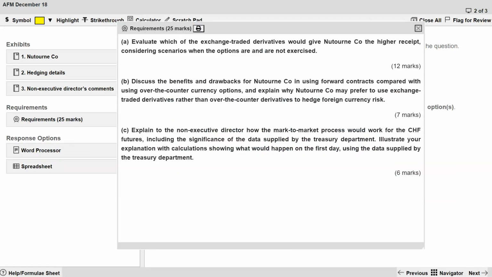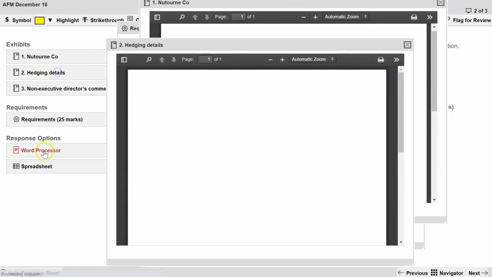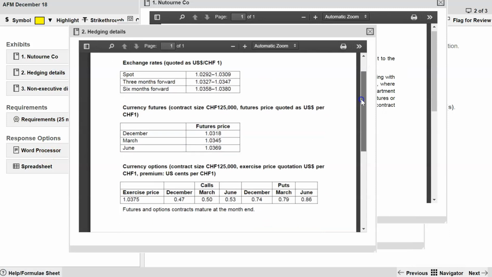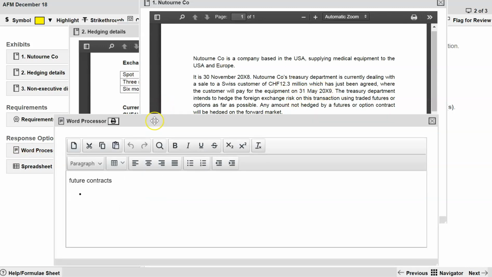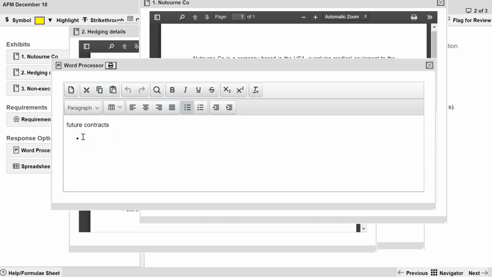Let's start with the first requirement. Evaluate which of the exchange traded derivatives would give the company the higher receipt, considering scenarios when the options are and are not exercised. Now we will solve the future contract first. Contract size is 125,000 and we are going to receive our amount of 12.3 million CHF on 31st May. So write the future contracts.